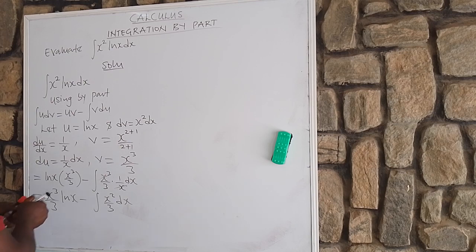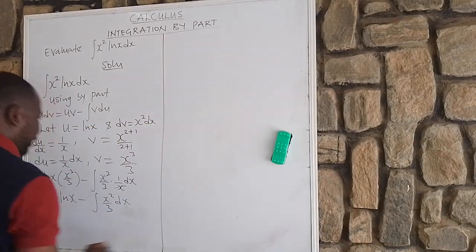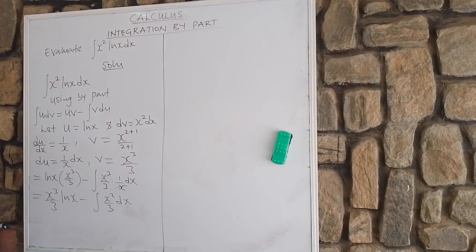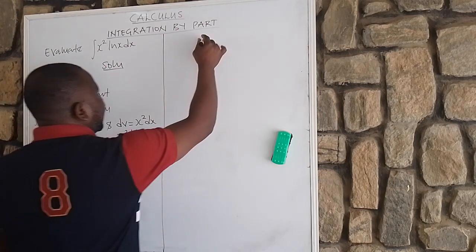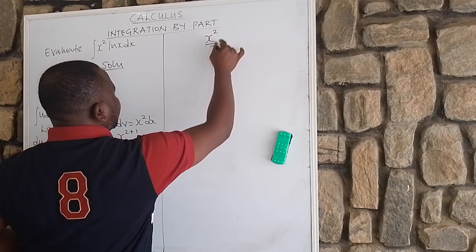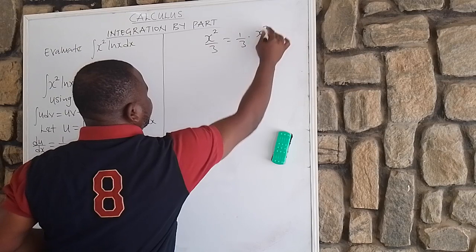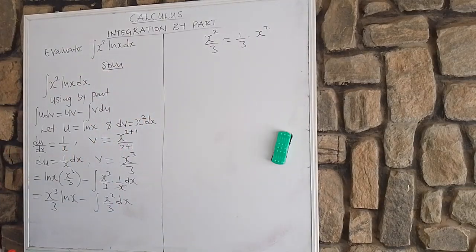So here we can write it this way. Note that if we have x raised to the power of 2 all over 3, this is the same thing as 1 all over 3 times x raised to the power 2. True or false? Please take note.